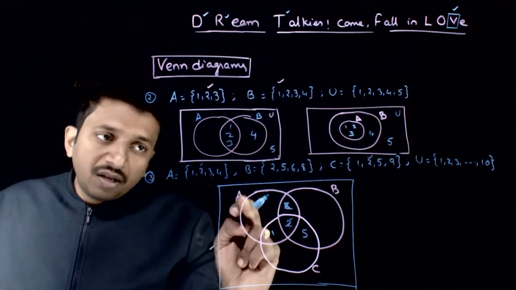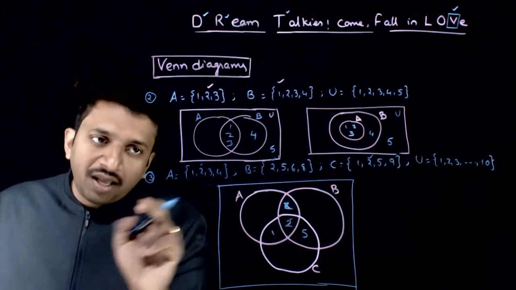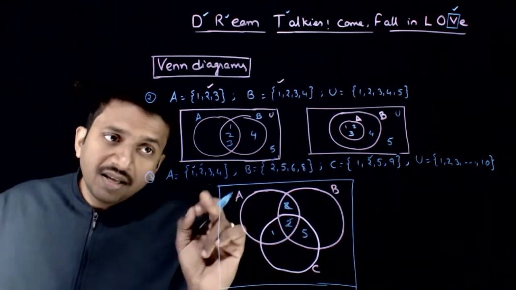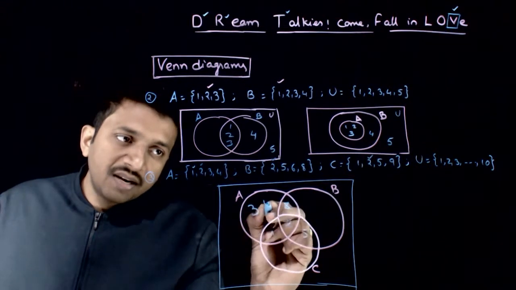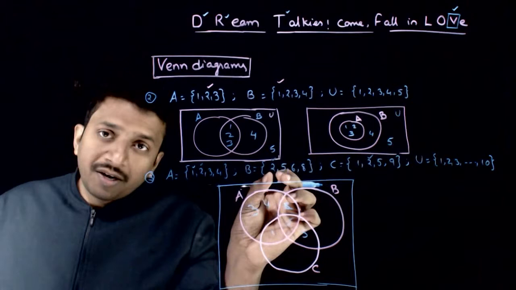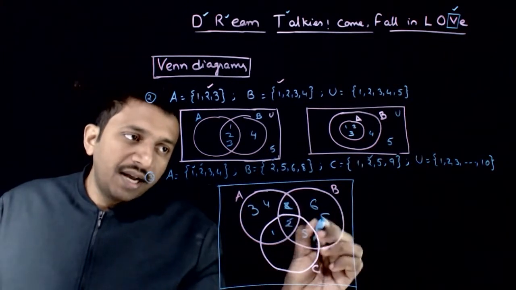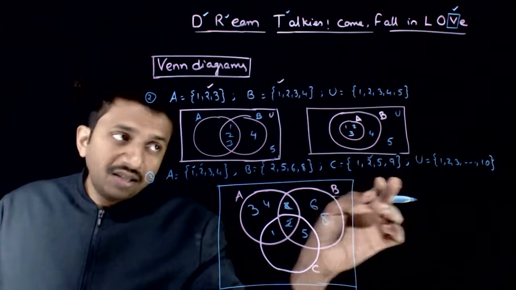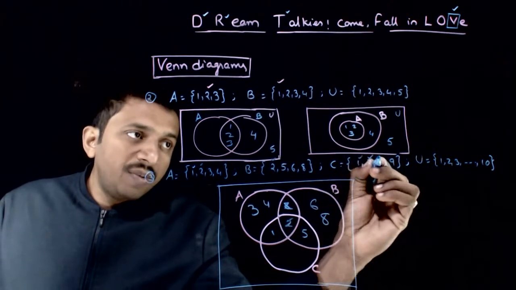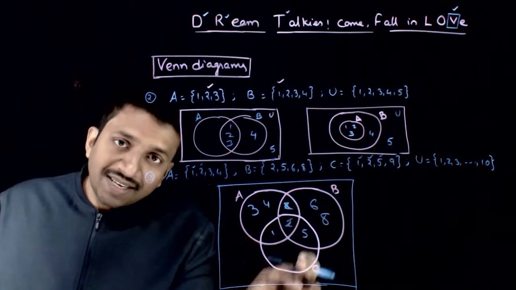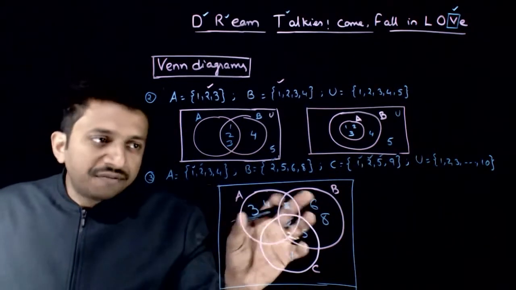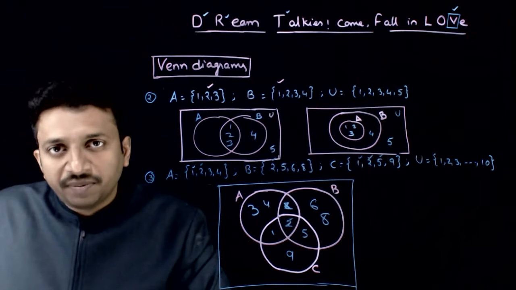Now, what are the elements present in set A? 1 and 2 have already been considered. They are inside the circle. So the remaining elements are 3 and 4. Go for B. 2 and 5 are already considered. You write 6 and 8 here. You go for C. 1, 2 and 5 have already been considered. 1, 2, 5 are inside C. What is the element left? 9. So I have filled the elements in ABC.